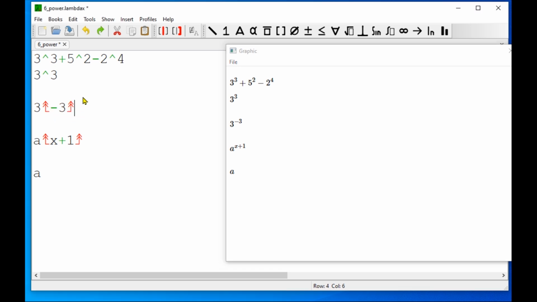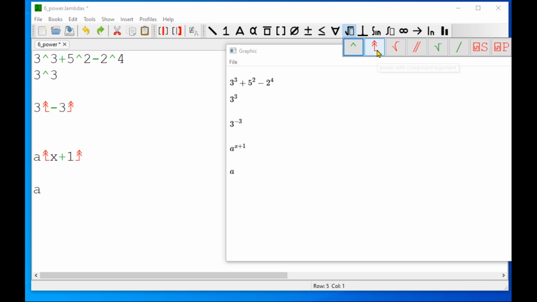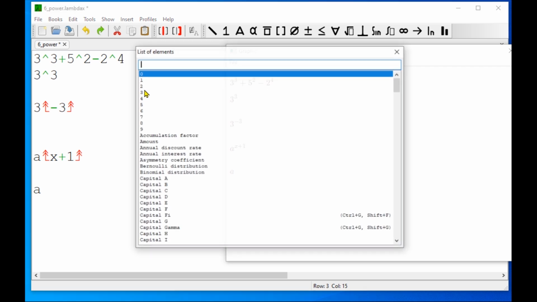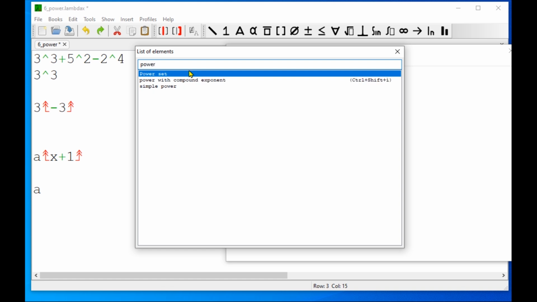To insert open power and close power, we can use the usual three ways. 3 to the power of -3 can be written in these ways. 1. By opening the menu with icons in the algebra part. Here is the symbol, and we also get a label with its description. 2. With the usual F5, which allows alphabetical search. So, if we digit power, we'll find power with the compound exponent, and it also comes as a suggestion.